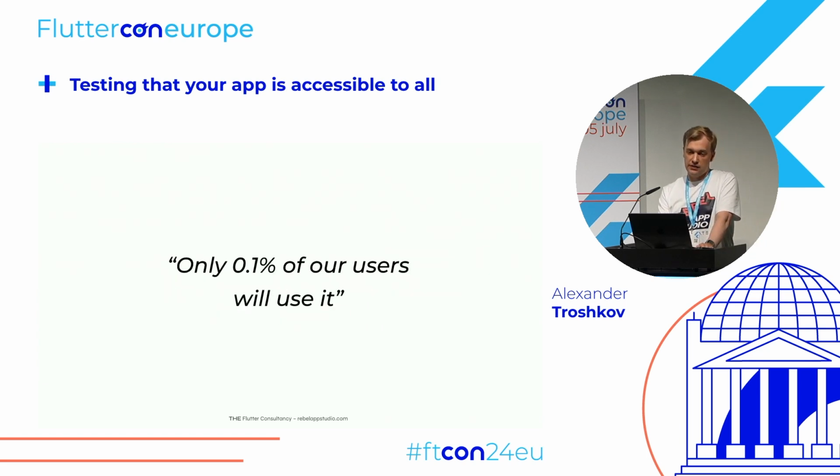The next one is that only 0.1% of our users will use it. Well, that's just an assumption. According to the World Health Organization, there are about 1.3 billion people currently experiencing significant disability. That's about 16% of the world's population. And accessibility is not only about screen readers, as many may think. It's dark themes, font sizes, contrast, understandable icons and illustrations, and much more. So many things that many, if not all of us, could and would benefit from.